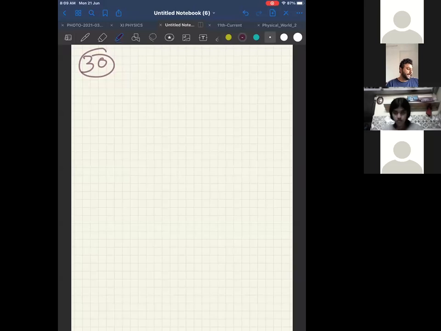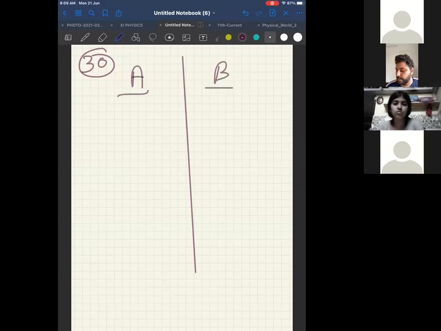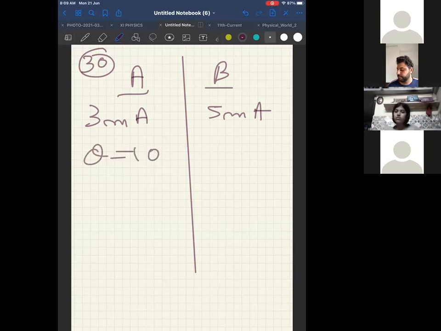Two galvanometers A and B require 3 milliampere and 5 milliampere respectively to produce the same deflections of 10 divisions. Everyone look at the screen. So both are producing the same number of divisions, that is 10. Then we have to see the sensitivity.